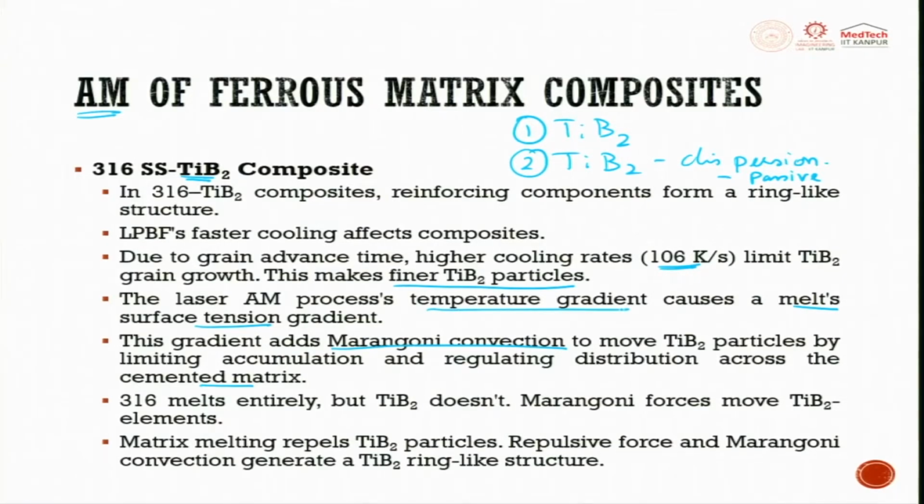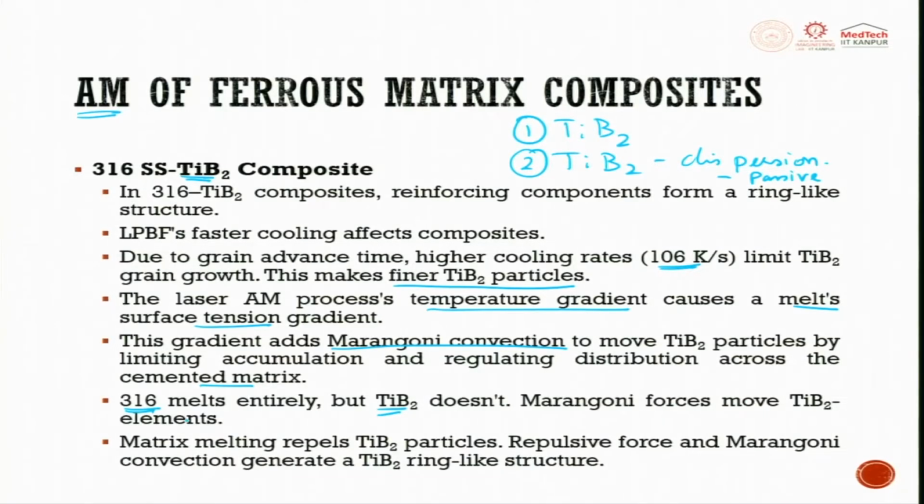The temperature gradient. The temperature gradient adds to Marangoni convection to move the TiB2 particles by limiting accumulation and regulating distribution across the cementide matrix. 316 melts entirely, but TiB2 does not. This melts, this does not. So, Marangoni forces move the TiB2 elements.